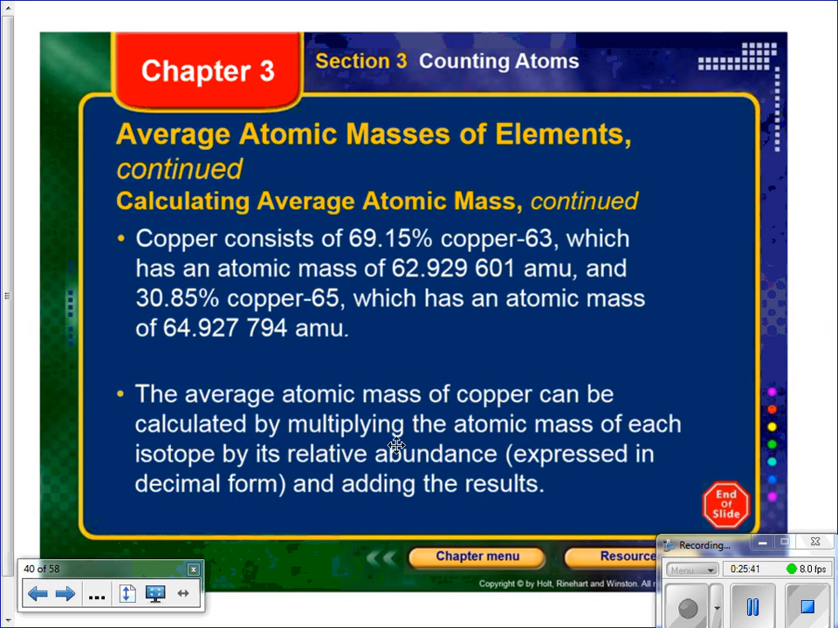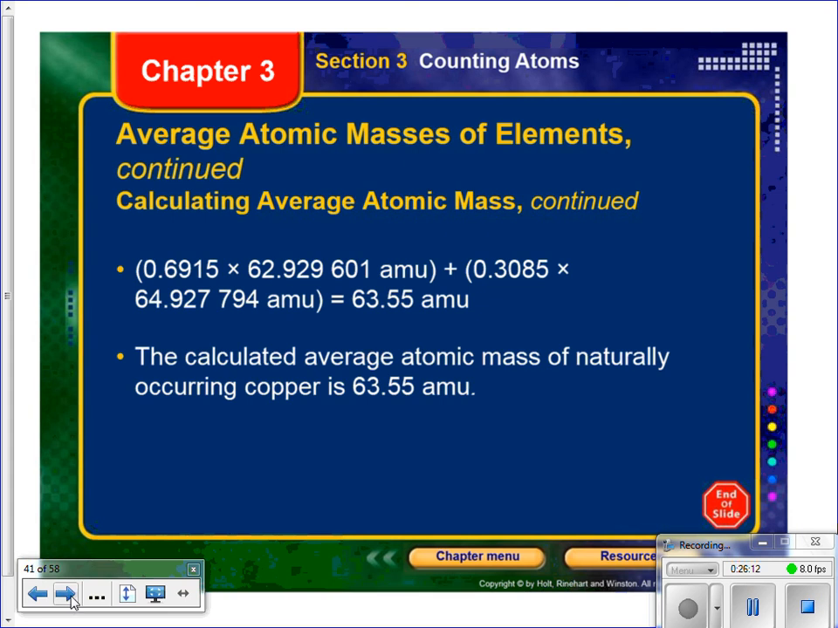So if we go back here to this example, we have 69% of all the copper in the world is copper 63. And 30% of all the copper in the world is copper 65. So I can multiply its existence, its percent, by its mass, and then I can add the two values together to give me its average atomic mass. So see, they've taken it out of percent and multiplied it. They've taken my 30 out of percent and multiplied it, and then add those two values. And if you look on the periodic table, 63.55 is the atomic mass for copper.